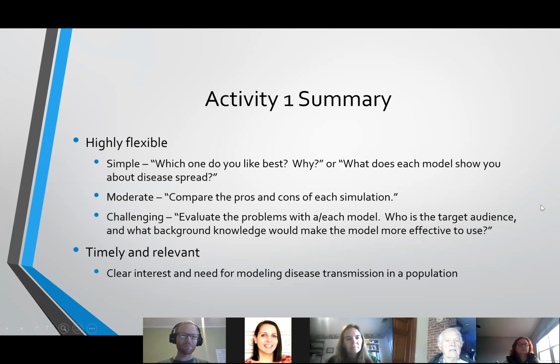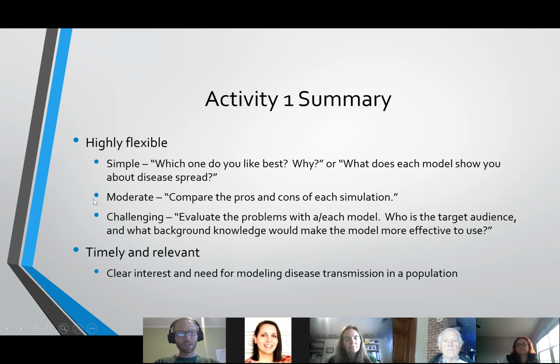So just in summary, this is a highly flexible activity. You can keep it simple, just like I did, and basically say, which one did you like best and why? You could also ask, what does each model show you about disease spread? So this is something that could be done in a microbes and society non-majors course, or at the very beginning of an infectious disease course like I did.